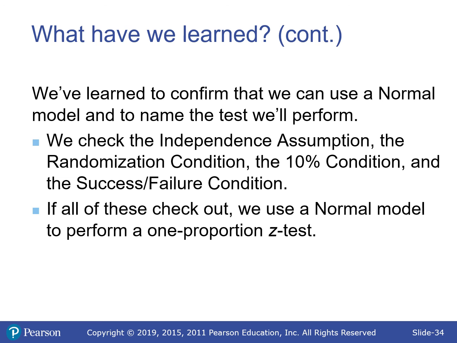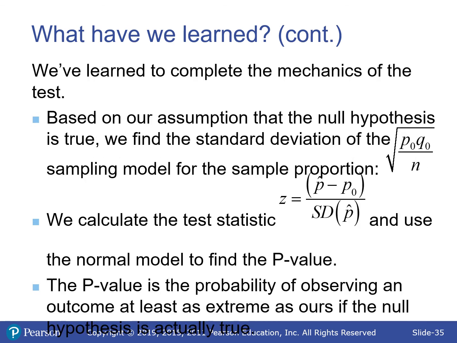Learn to confirm that we can use a normal model. It's the same thing we've been doing for the past couple chapters. Check the independence, the randomization, the 10%, and success failure. If all of them check out, you have a normal model. You can do a 1 proportion z-test. The mechanics, these are those equations again. It's really just the z-score. And then the p-value, again, is the probability of observing an outcome at least as extreme as ours if the null hypothesis is actually true.